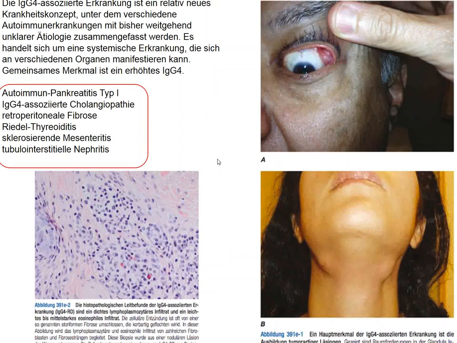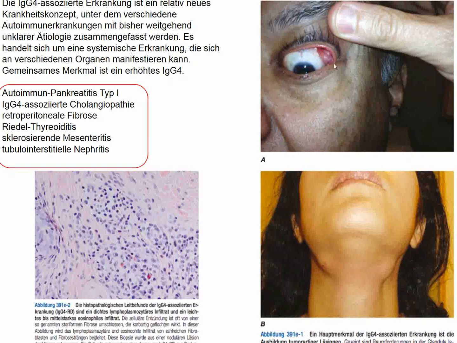But at any rate, these IgG4 associated diseases are fibrotic conditions like autoimmune pancreatitis, cholangiopathies, retroperitoneal fibrosis, fibrosing thyroiditis, and sclerosing mesenteritis and tubulointerstitial nephritis. So this list doesn't even include the heart.